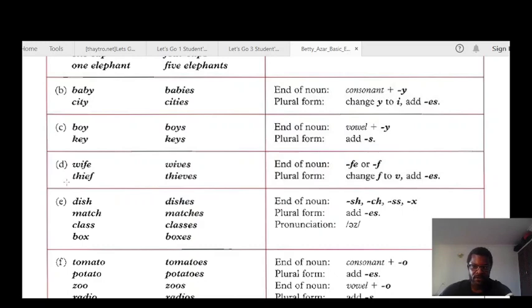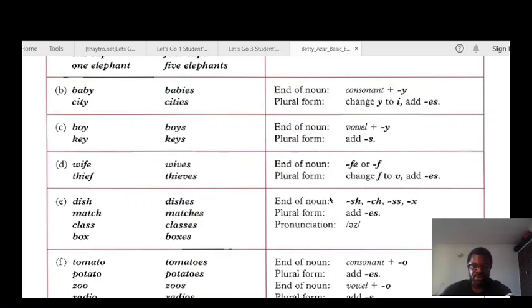Okay? They will have thief. The plural form of this one, we have to remove the F and put what? Add V, then add ES. It becomes thieves. Thieves, wives. Wife, wives. Thief, thieves.